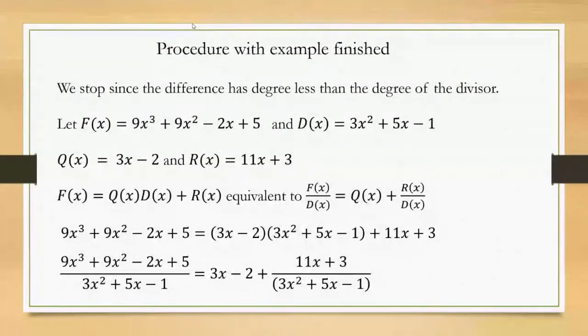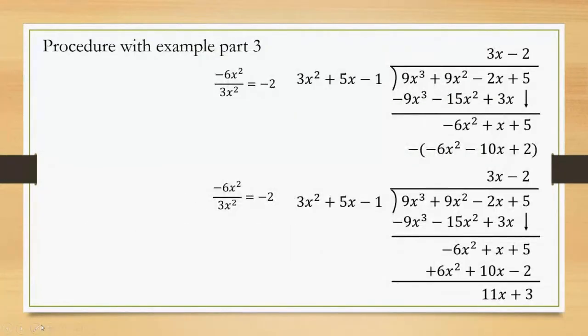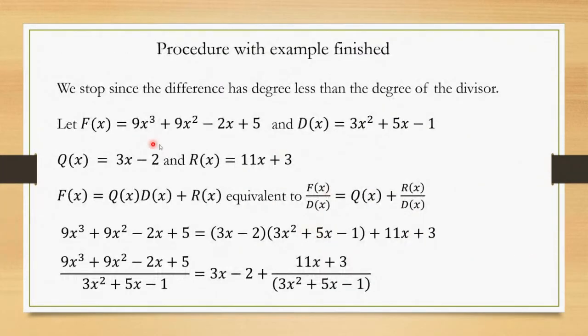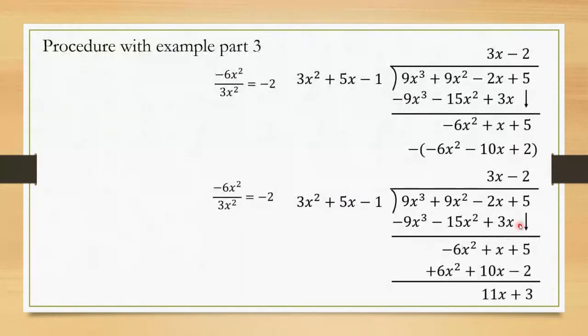Okay. So again, we stop since the degree of the difference... Here, let me get the laser thing up. We stop since the degree of this difference is less than the degree of the divisor. Okay. So altogether, we have our quotient, which is 3x minus 2. Our remainder is 11x plus 3.